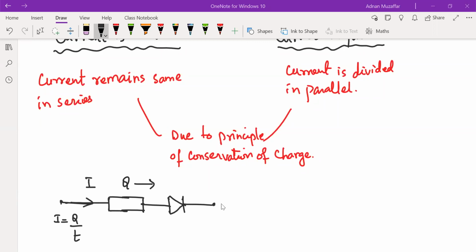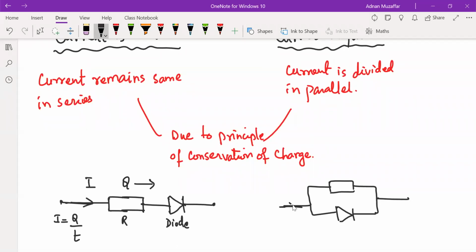Okay, so it means that whatever the current through this resistor and this diode, it will be same because the same charge will be flowing through it in the same time. But on the other hand, if we talk about this combination, for example, this is resistance and here it is a diode which are connected in parallel combination.